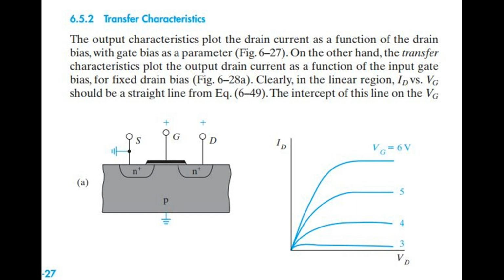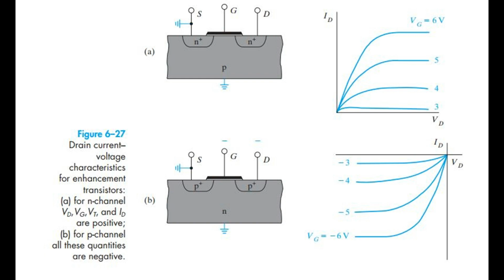Clearly, in the linear region, drain current versus gate voltage should be a straight line from EQ 6.49. The intercept of this line on the gate voltage axis is the linear region threshold voltage, Vt,lin, and the slope, divided by the applied Vd, gives us the linear value of Kn, Kn,lin, of the N-channel MOSFET. Figure 6.27. Drain current voltage characteristics for enhancement transistors. A. For N-channel, drain voltage, gate voltage, threshold voltage, and drain current are positive. B. For P-channel, all these quantities are negative.